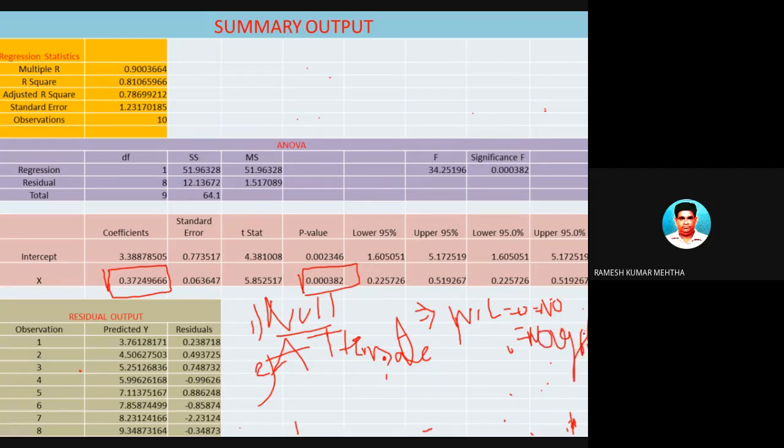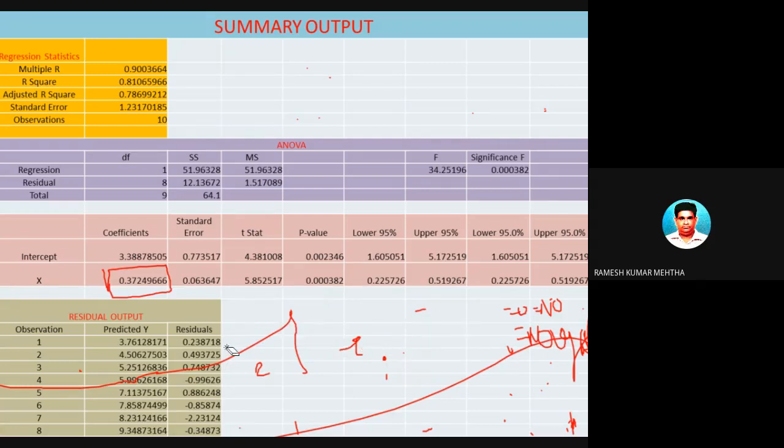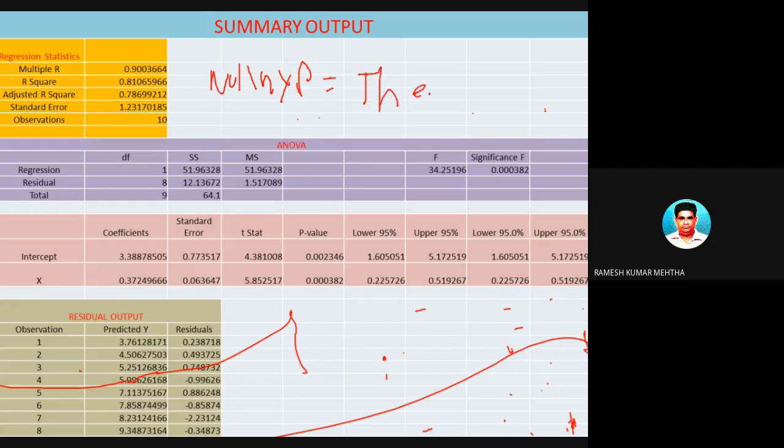Now, what does it mean? It means that there is no relationship between the dependent variable and the independent variable, or the independent variable will not be able to explain the dependent variable. That is the null hypothesis: the independent variable will not be able to explain the variation in the dependent variable.